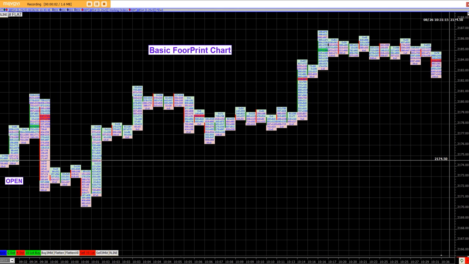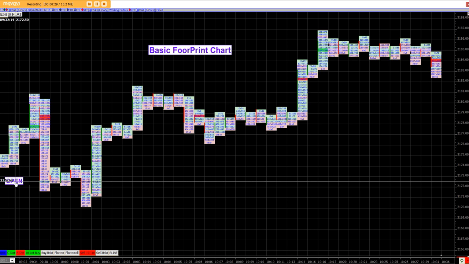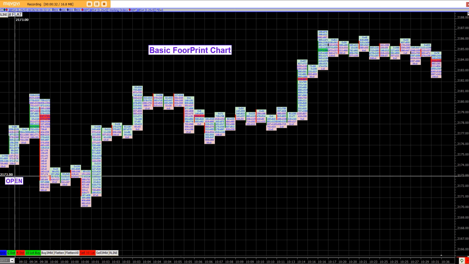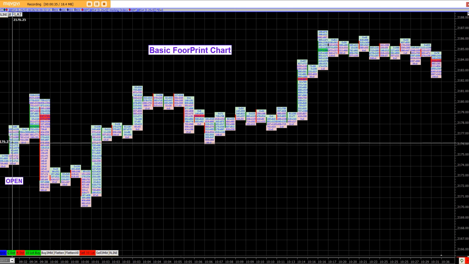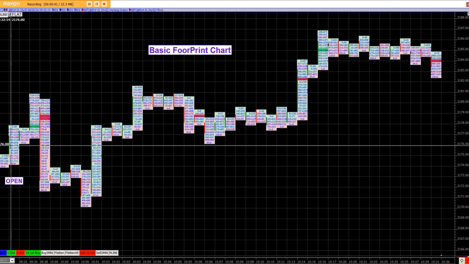All right, guys. What I wanted to do here is just briefly go over the footprint chart and exactly what the footprint chart is. All the footprint chart is, is it's showing you what's happening inside a specific bar in the market. For example, I have the open right here, the regular trading hour open on the S&P 500, the E-mini. And all of these bars right here are the buy and sell activity within that particular bar and at specific levels. Each one of those numbers is one contract.